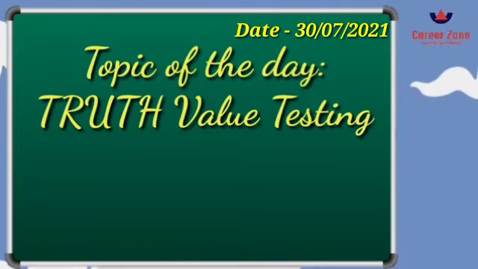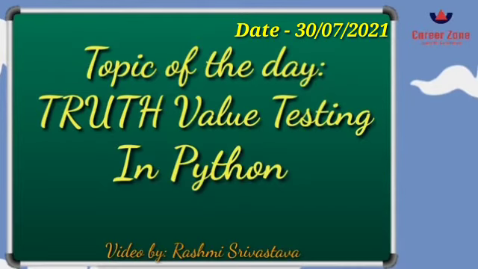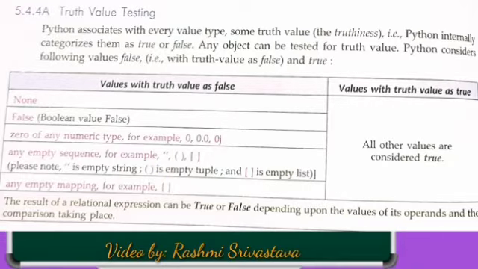Good morning everyone. Now let me today tell you about truth value testing in Python. So what is truth value testing? Python associates some value with every object, and every value type has its own truth value. You can see the table which I have attached here. In this, there are different categories of values which have been given a truth value, true or false.